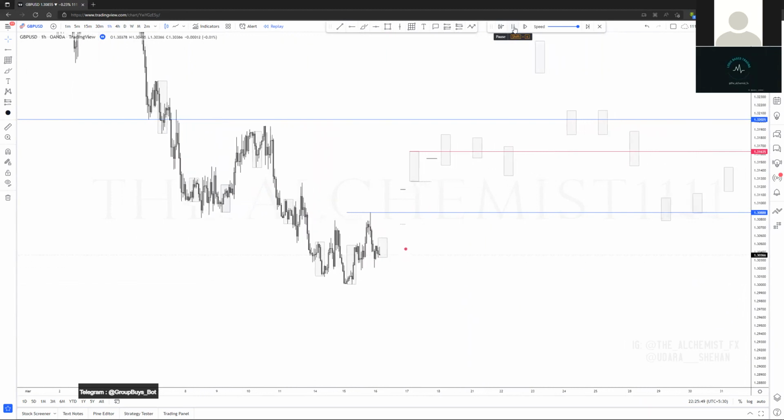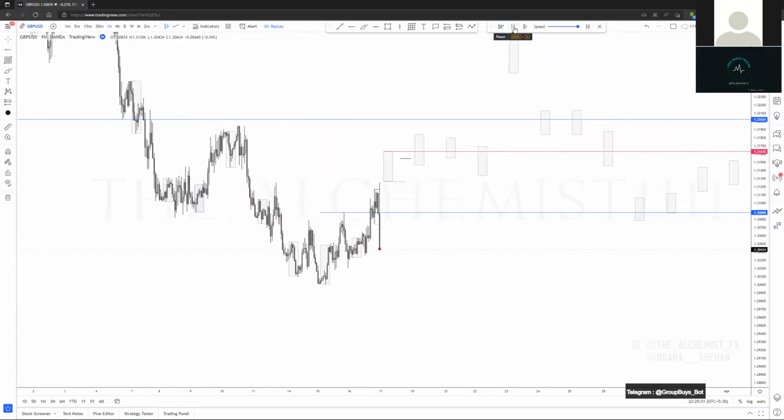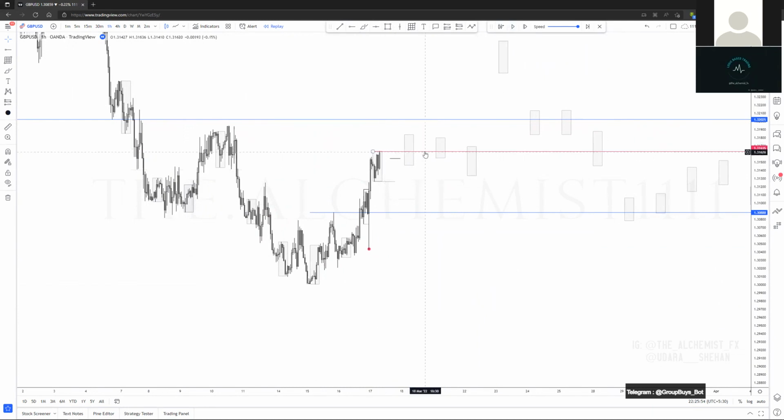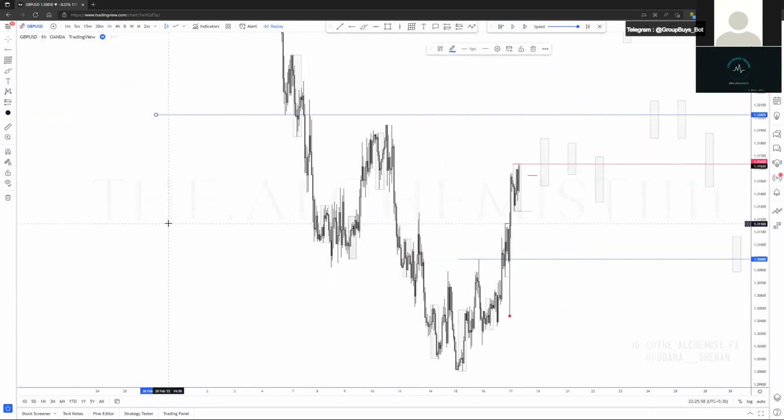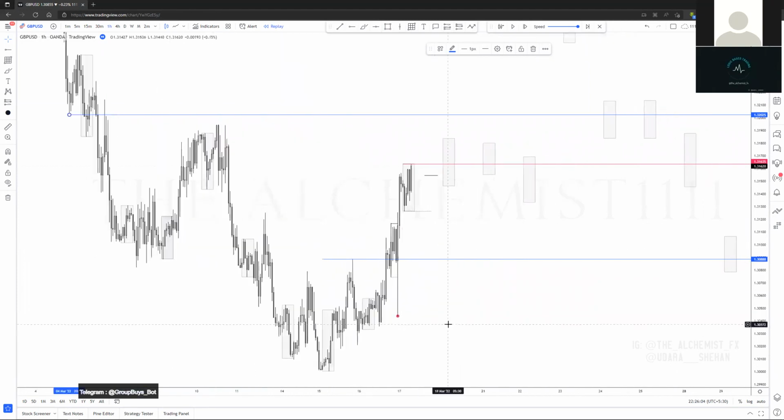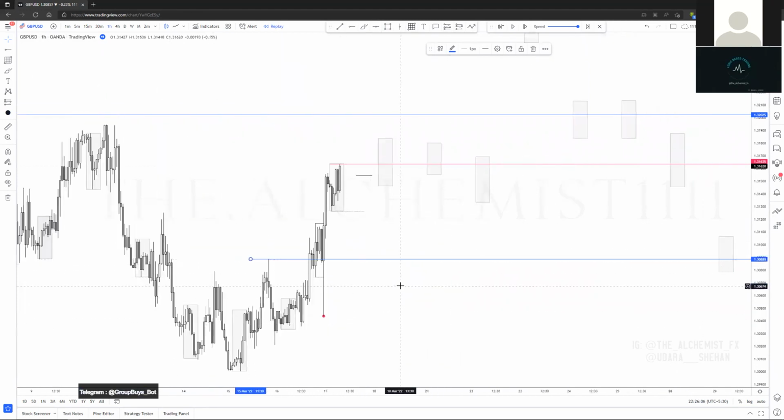Because higher time frames are awesome. Most of the time, the price will fill the imbalance, right? Yeah, the high time frame imbalances, not the random lower time frame, the 5 minute, 1 minute stuff. No, we don't care about that.